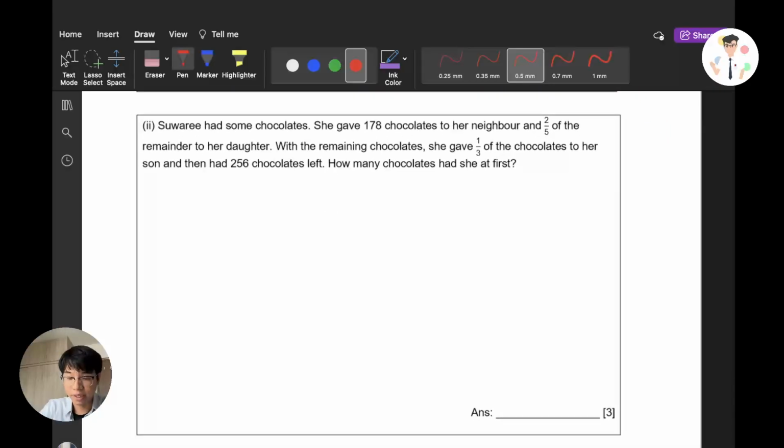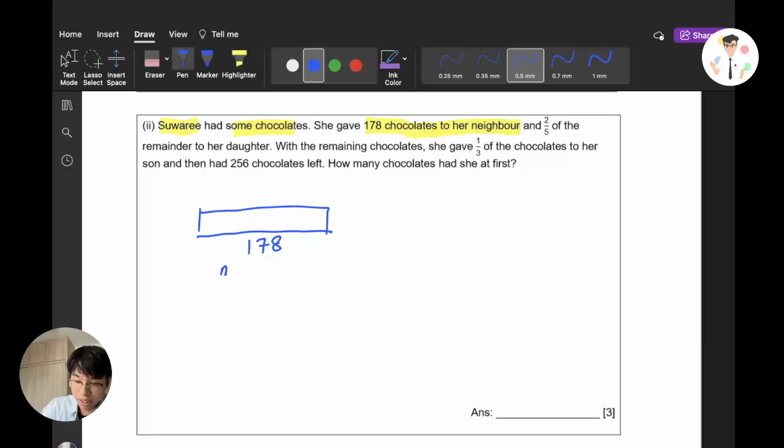Now, I have this person called Suvari. She has some chocolates. Now the same thing, she gave this 178 chocolates to her neighbor. Now again, I'm given a value first before all the other situation. So that's why this concept is called type 2, give you value first. So let me just draw here. I know that this is 178 and I give it to my neighbor. Wow, being their neighbor is just so nice.